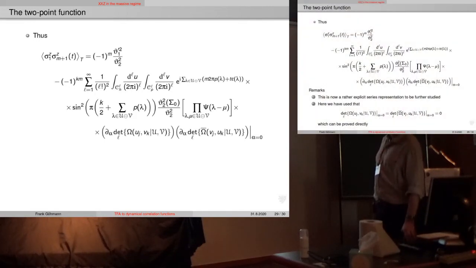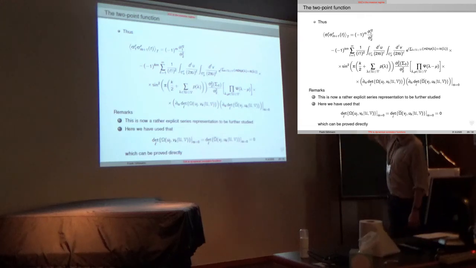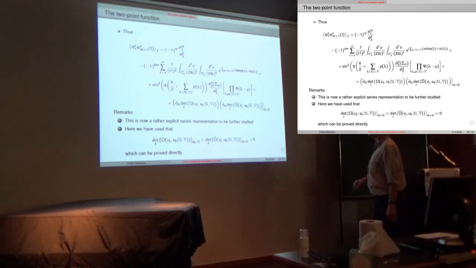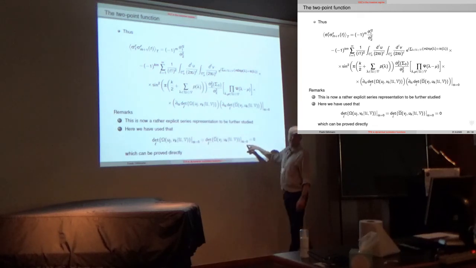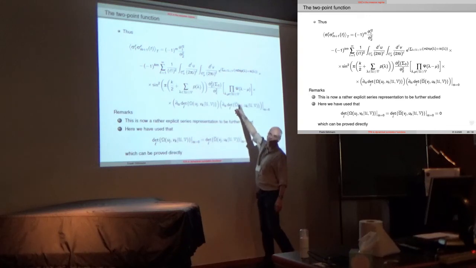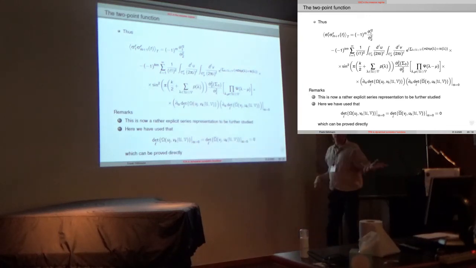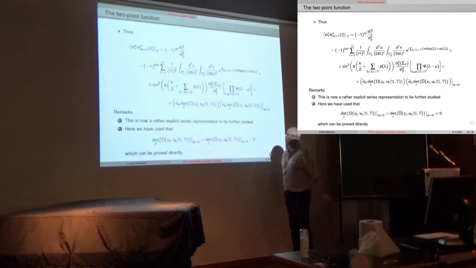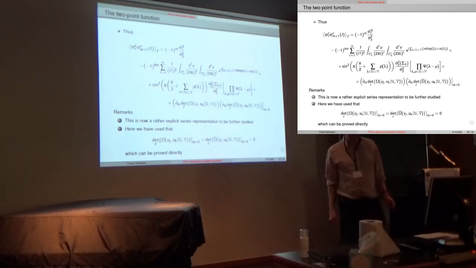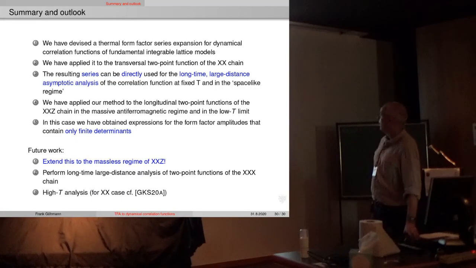So rather explicit, and when we got this from the previous page, I used that these determinants at alpha equals u are 0. That's why the derivative acts only on this and on this. I mean, you take the derivative at 0 of a product of functions, and two of them are 0 at this point. So this is this structure, and this we can prove directly, which was also a headache. And there we are.